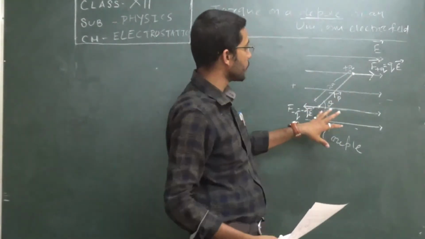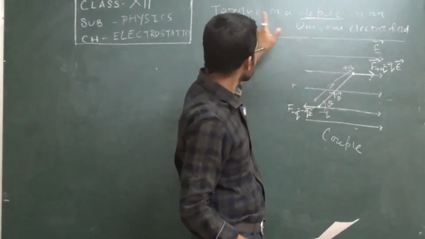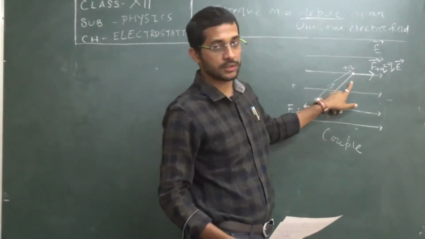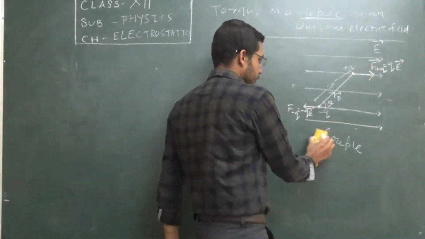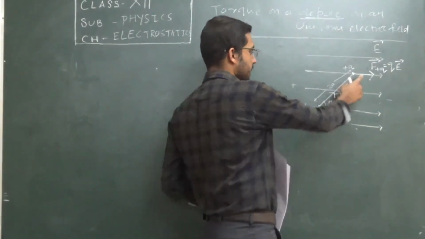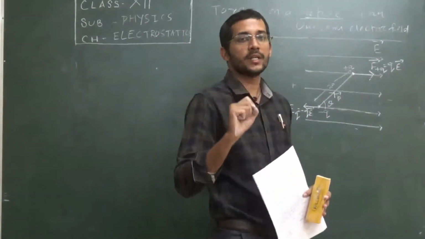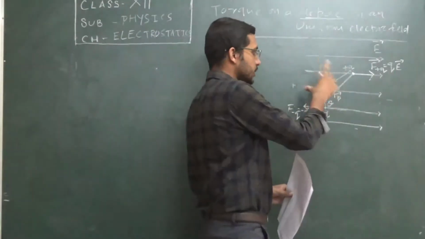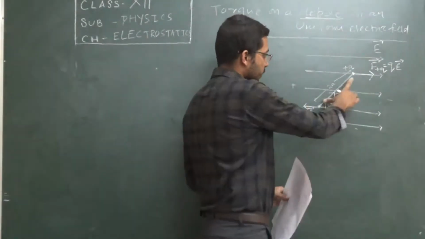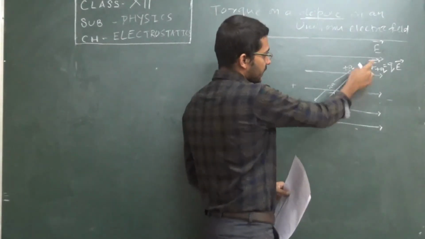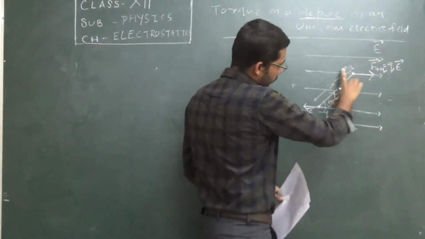So now our work is to calculate the expression for torque on this electric dipole. Before that, we need to calculate the net force on the system. As I already said, net force 0 means the dipole is not displacing. As we are talking here about the electric field, the dipole is only going to rotate.